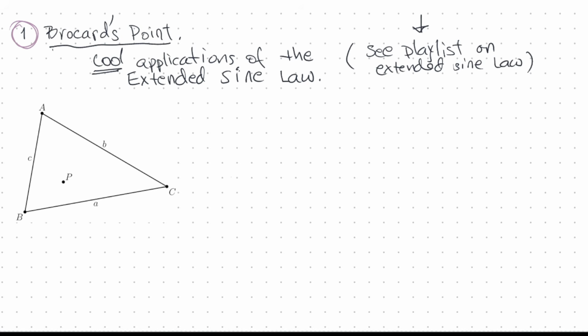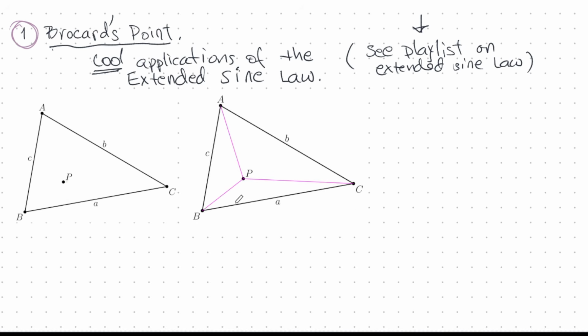Take any triangle and put a point P inside. Now that we have P inside, draw these segments that go from P to A. Let me get my pen back. P to A and PB. And then P to C. So draw these three segments. And we can move P around a little bit. We can jiggle it around.